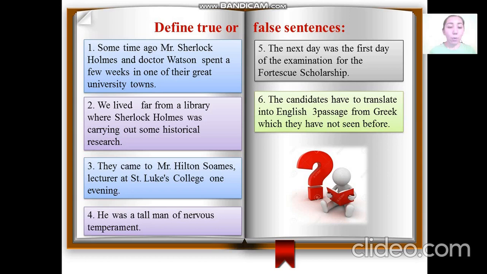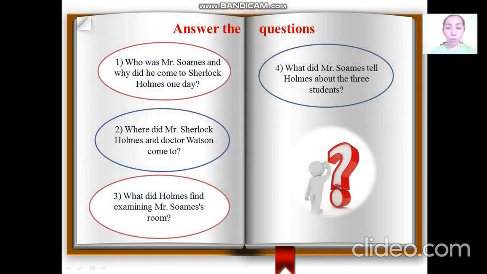Fourth, he was a tall man of nervous temperament. Fifth, the next day was the first day of the examination for the Fortescue Scholarship. Sixth, the candidates have to translate into English three passages from Greek which they have not seen before. In this task, once again, let me explain. You have to define whether this sentence is true or false. Next task, you have to answer these questions according to this story, of course.